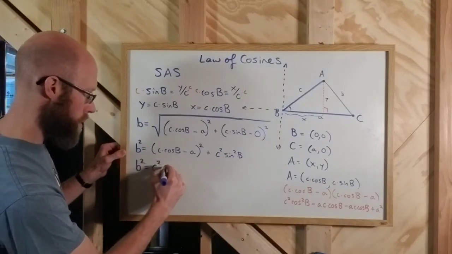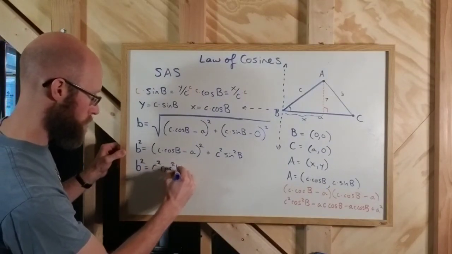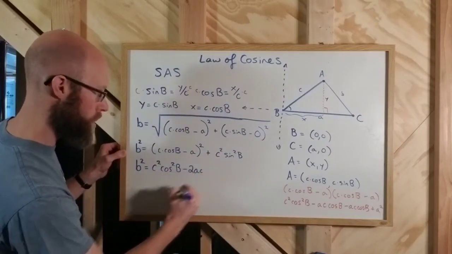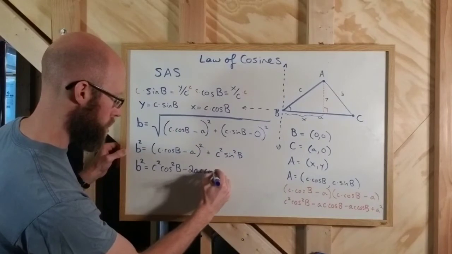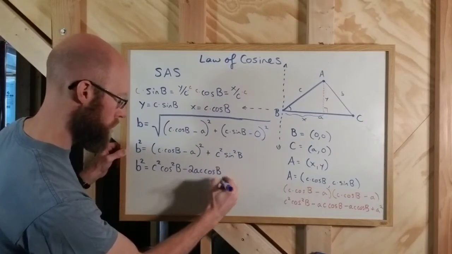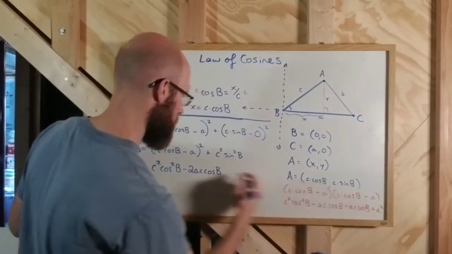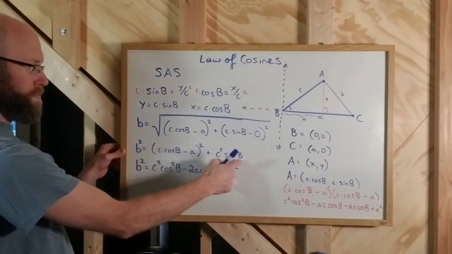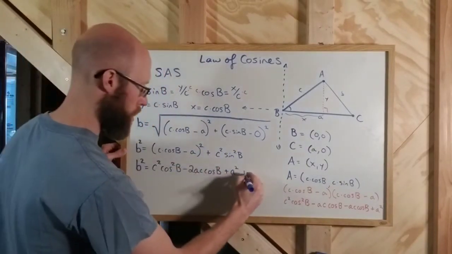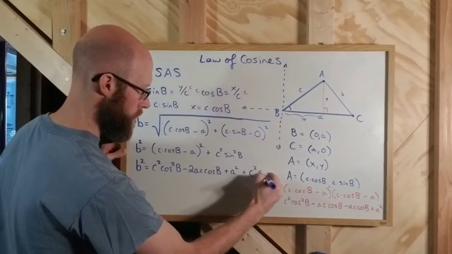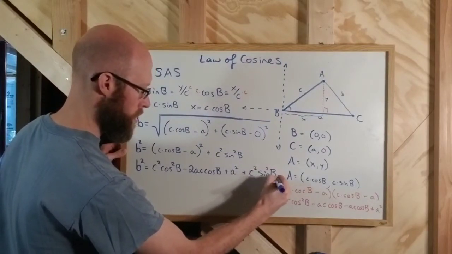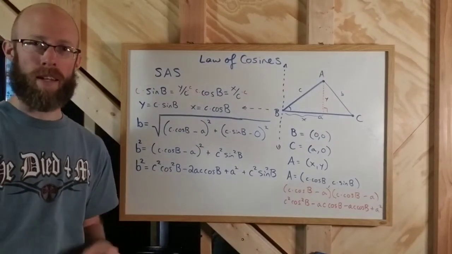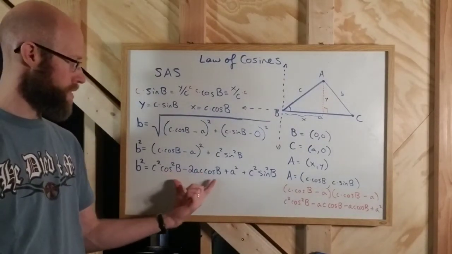C squared cosine squared b minus 2ac cosine of b plus an a squared, and then I have this plus c squared sine squared b. There it is. So I've expanded the right side of that equation.